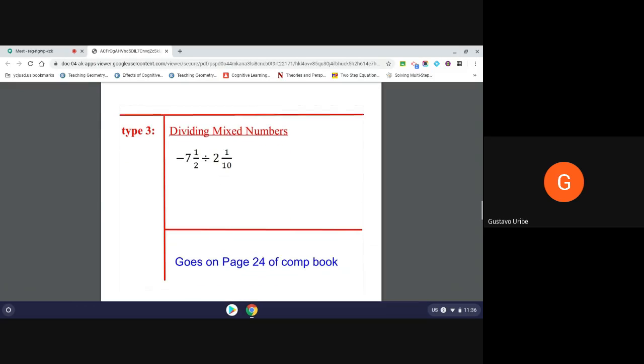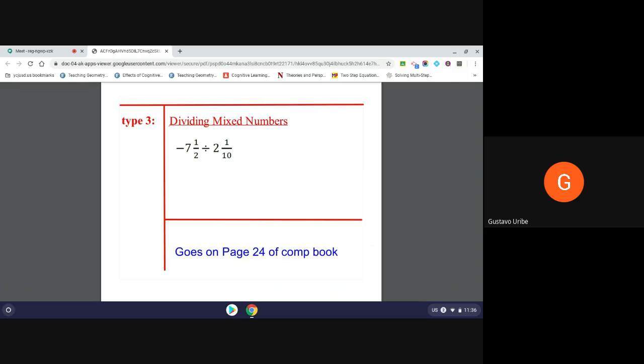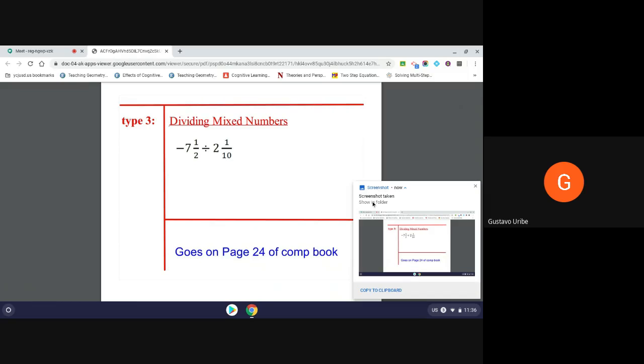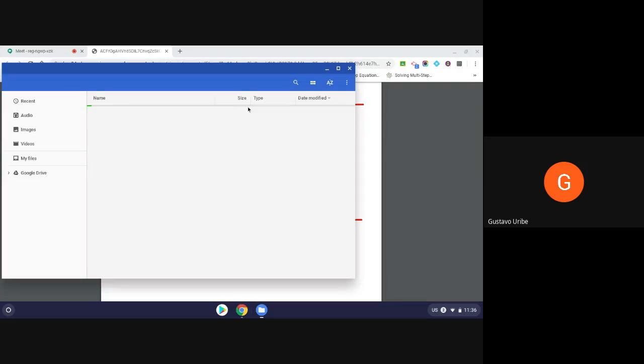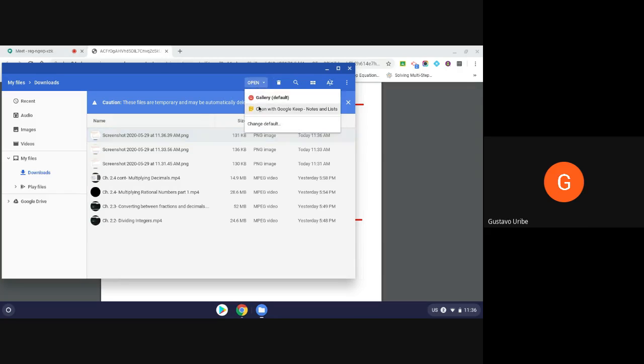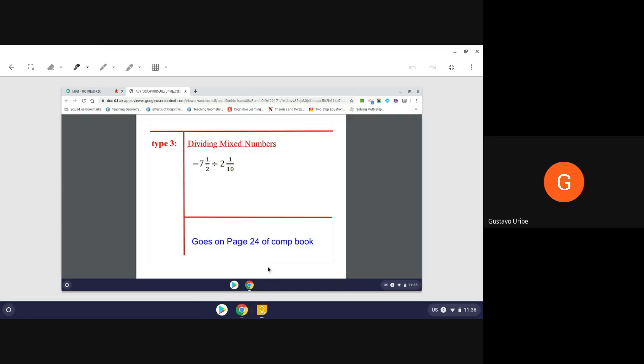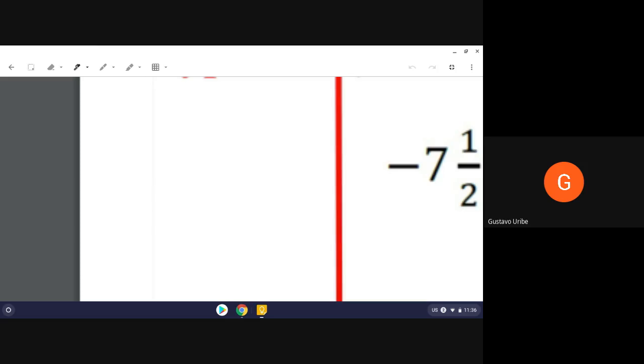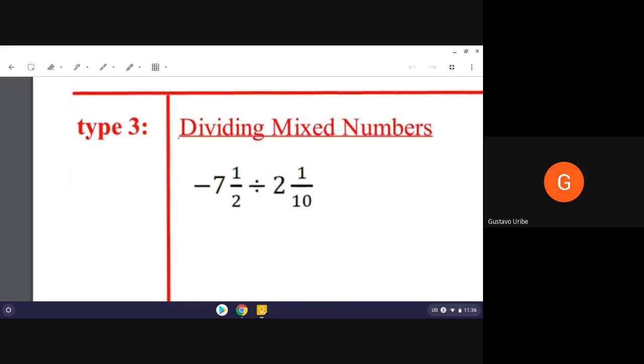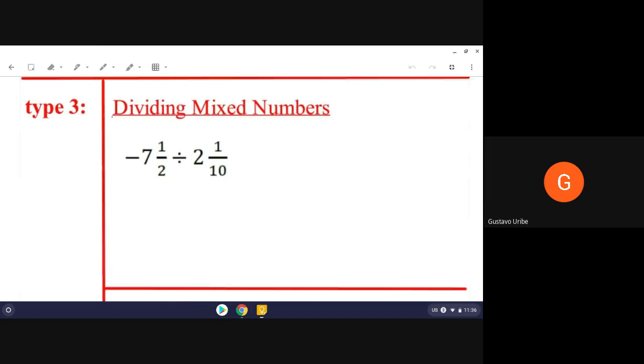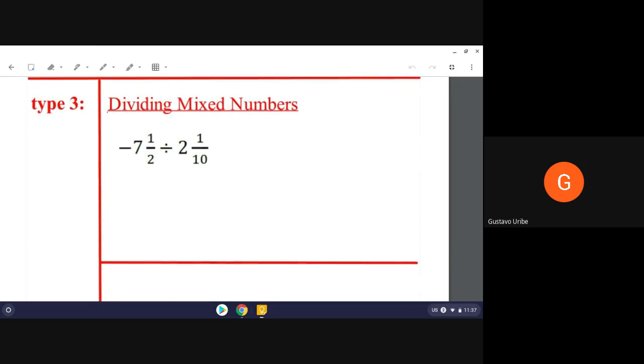Next, we're going to look at dividing mixed numbers. So here is where that first step is going to apply. And we are going to try to turn these into improper fractions first. And then once they are in improper fractions, we will go ahead and divide them.